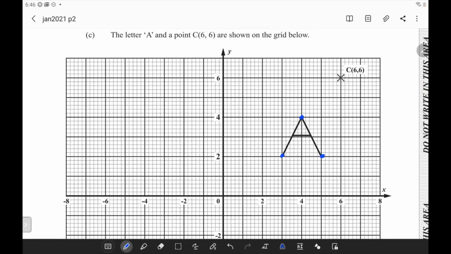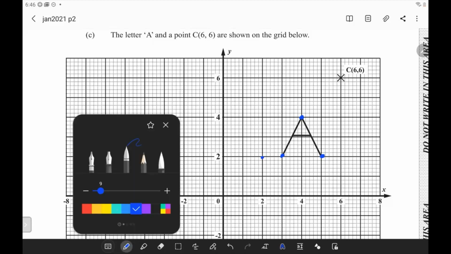So from the point C, we have 1, 2 across and 1, 2 down. To enlarge it by 2, we double those distances. So we have 1, 2, 3, 4 across, and 4 down: 1, 2, 3, 4. That's this point right here.